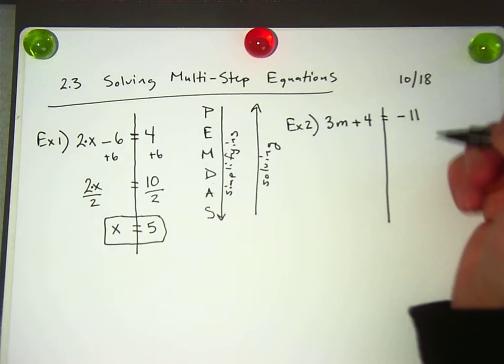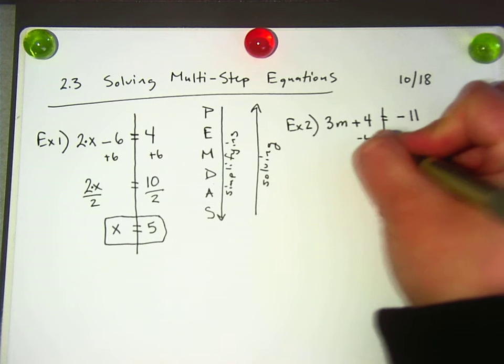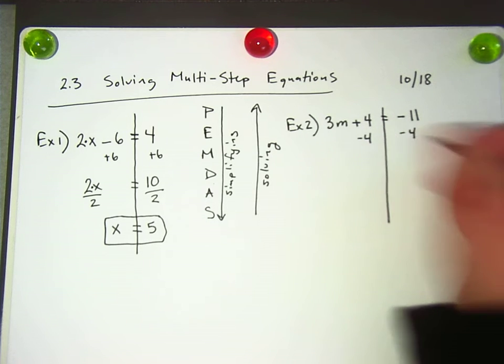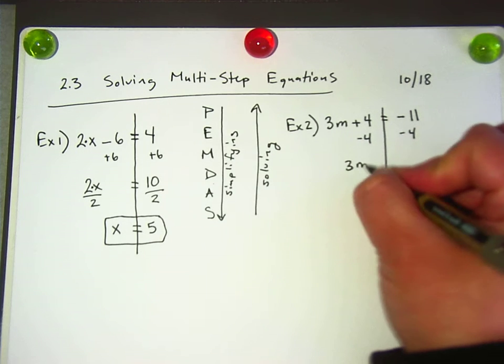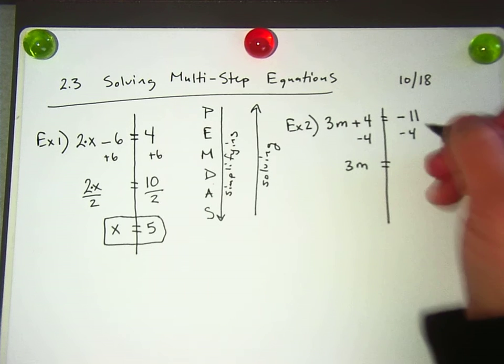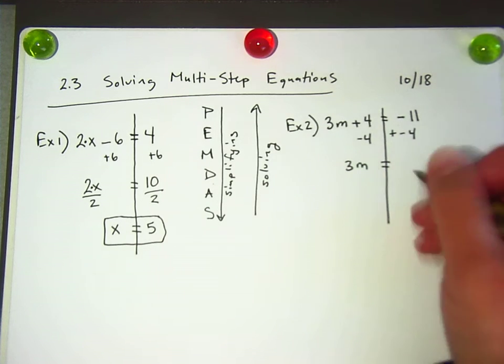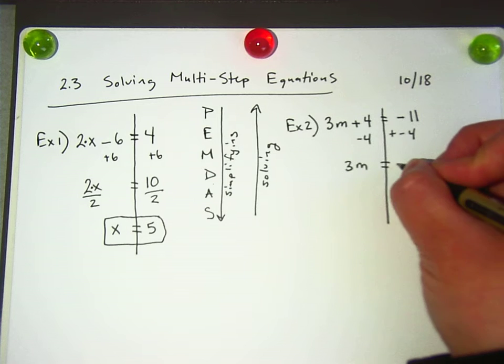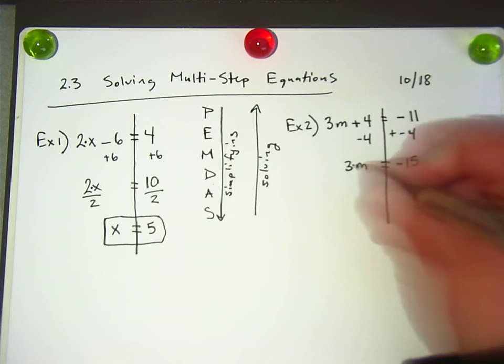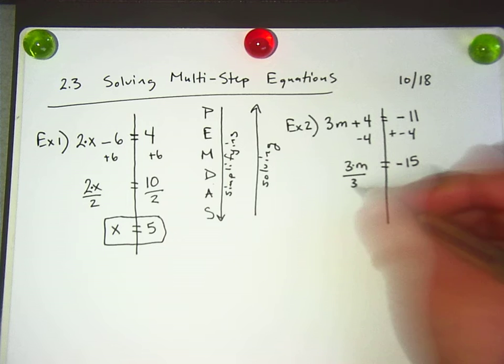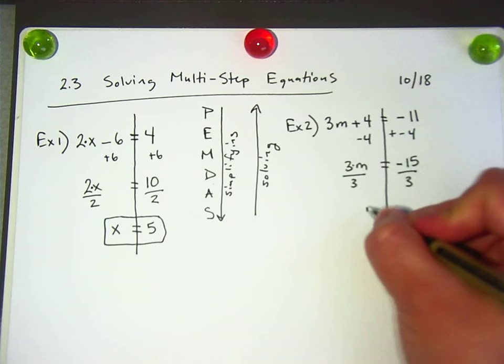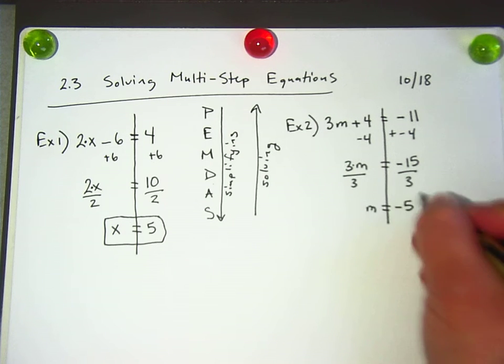So you're gonna subtract 4 on both sides. Okay, subtract. So that's 3m equals, and so you're saying it's a negative 11 plus a negative 4, which makes negative 15. Beautiful. And then you're gonna divide by 3 on both sides. Gorgeous, so m equals -5.